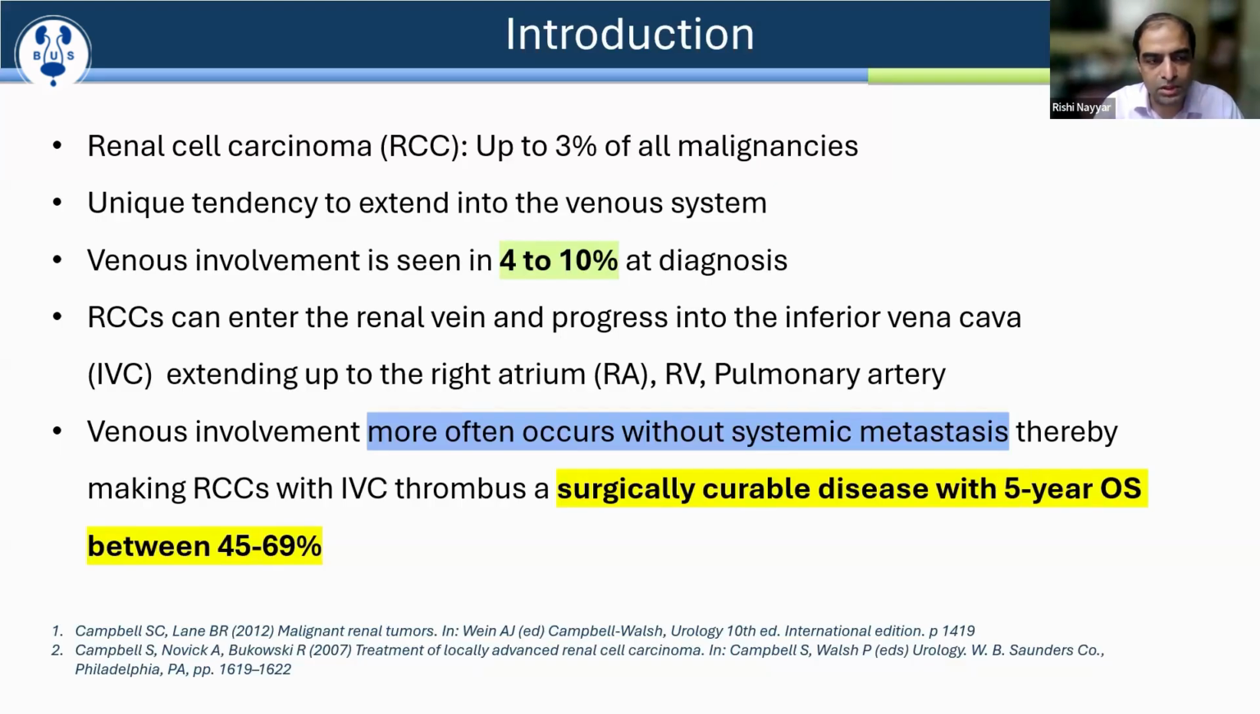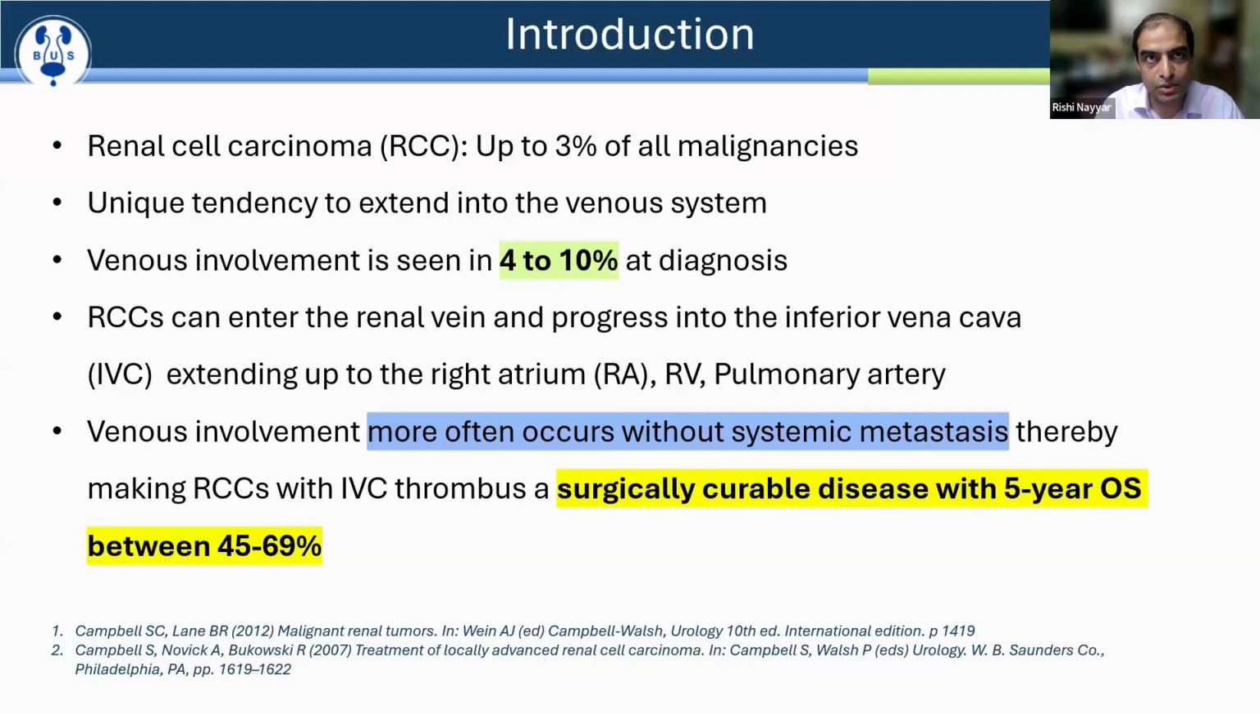So in those terms, venous involvement is relatively less. Metastatic RCC is more common that we see. But one should see that whenever venous involvement is there, about 85 to 90% of these patients with venous involvement are actually without systemic metastasis. And this is a surgically curable disease.